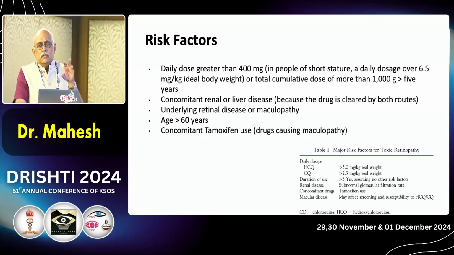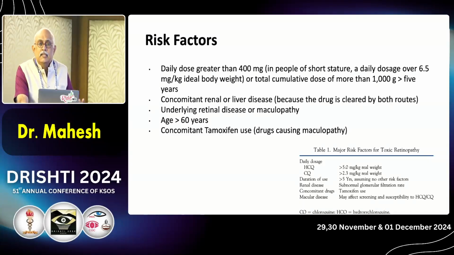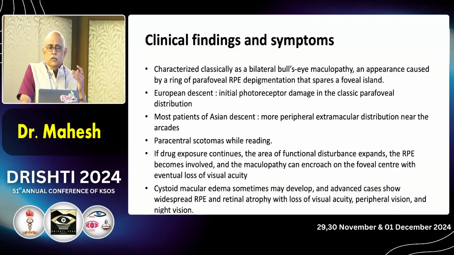Remember the daily dose: greater than 400 milligrams, 200 milligrams BD, for around 5 years, or a cumulative dose of more than 1000 grams, can theoretically cause accumulation of the drug. But this is modifiable, because some patients have liver disease or renal disease, so clearance will be different. Underlying retinal disease may also be there. These are all things that can affect it, but usually it is a very safe drug.